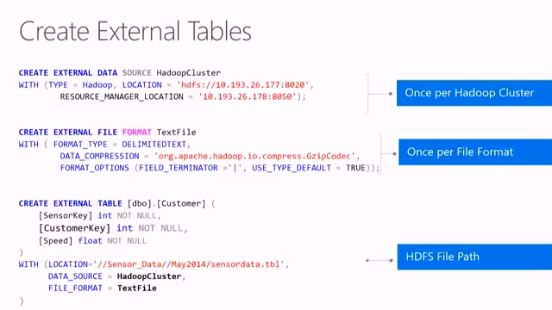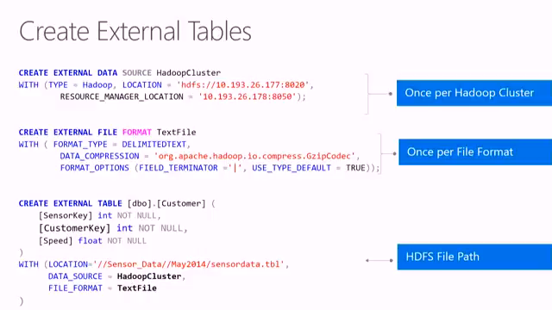Then you have to tell SQL Server what type of file format you're dealing with. This one is a text file with pipe delimiters. There are quite a few options that you can put in there, and we have it all documented on MSDN. But this one's just a pipe delimited text file.